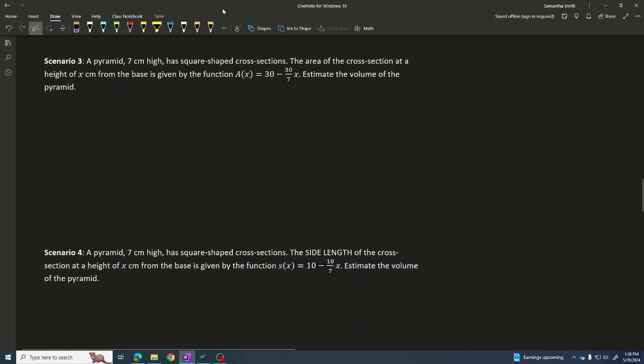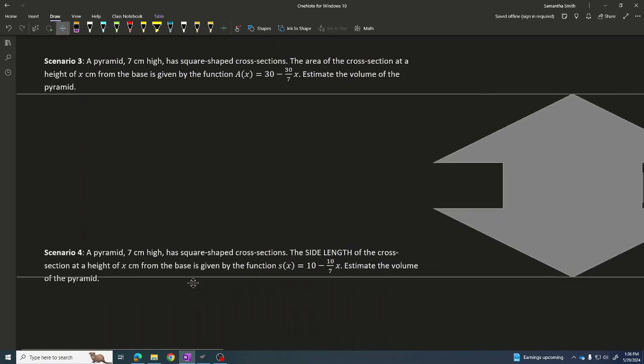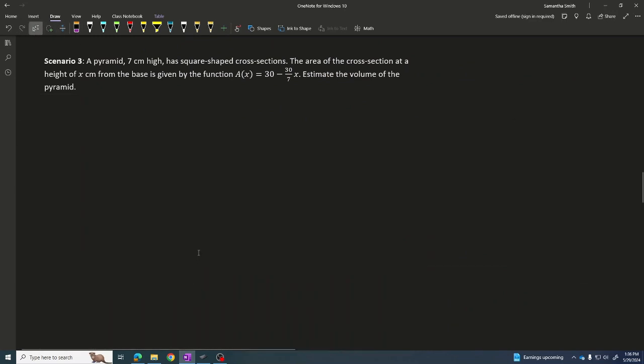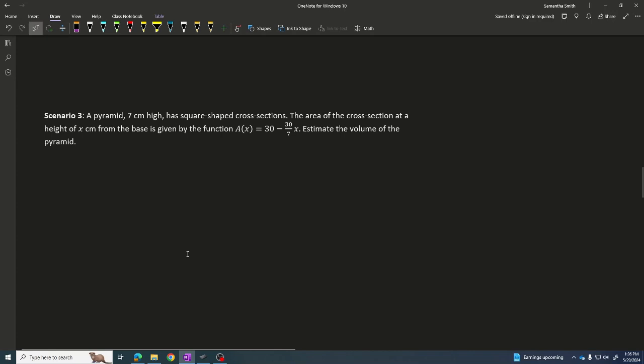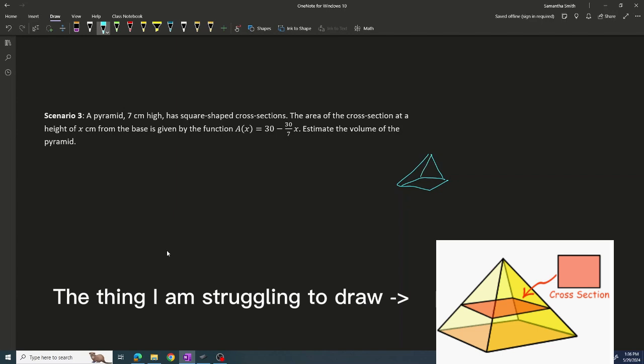Let's continue to explore this idea of using sums and using integrals to calculate volumes. And we're going to change the game a little bit here. In this case, our areas are not going to be given to us by a table. Our areas are going to be given to us by way of a function. So in scenario number 3, as we explore the idea of volume as an integral, suppose that you have a pyramid, and we're told that this pyramid is 7 cm high in total.